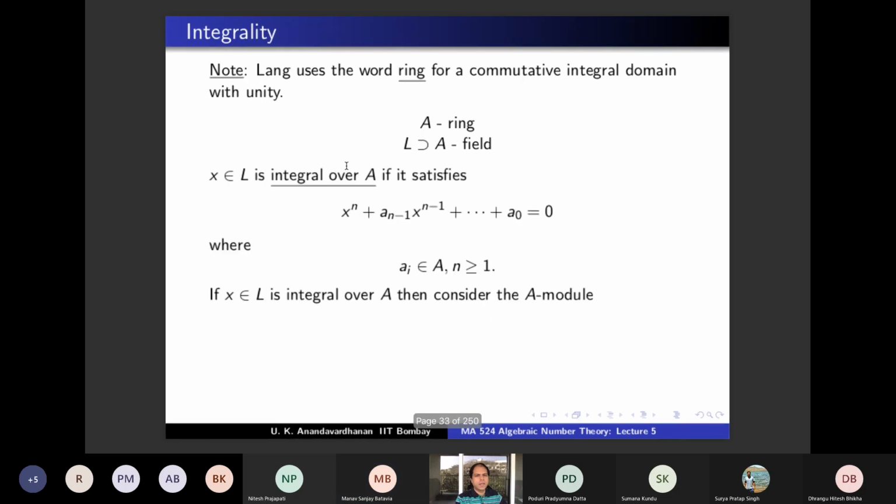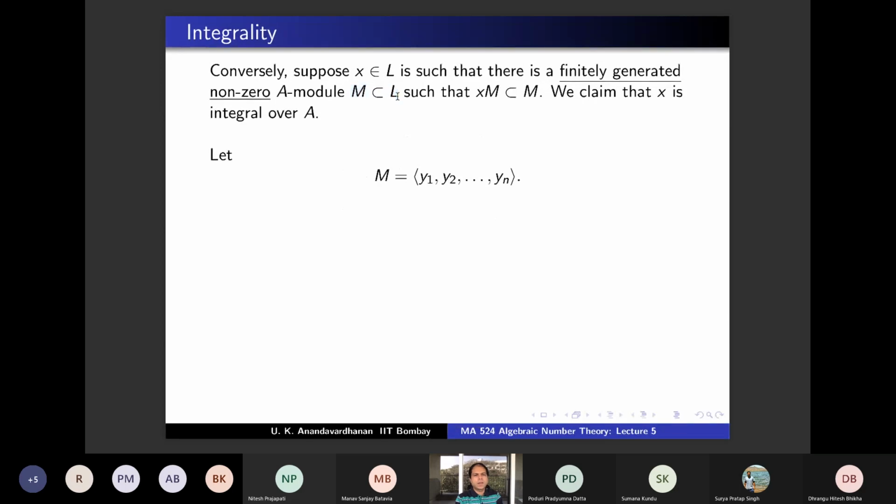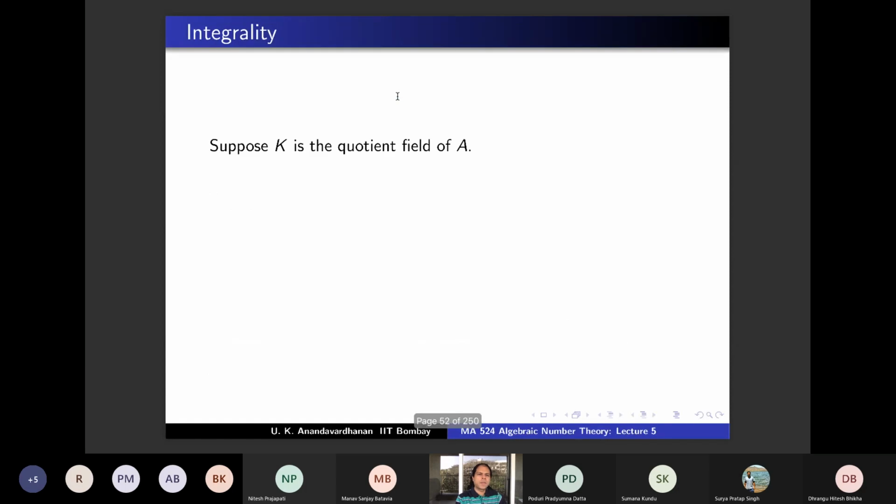And all these things are inside L. This module M is contained in L. And this linear algebra is being done in L, so everything is okay. It's usual linear algebra. Now suppose we call K to be the quotient field of A. Why is there a quotient field? Because A is a domain. Though I call it a ring, it's a domain. So the quotient field is there.